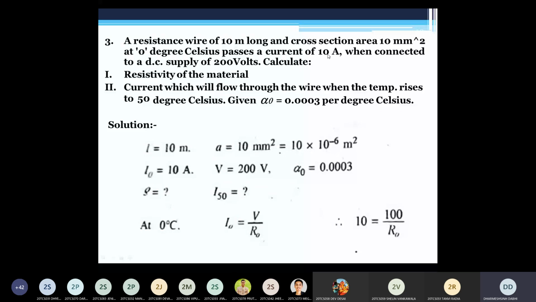So voltage and current both are given. Voltage is 200 volt, current is 10 ampere. So R0 is what? V by I. So V is 200 volt, not 100. So 200 divided by 10. So you get the 20 ohm resistance.